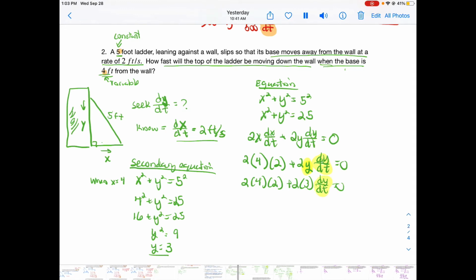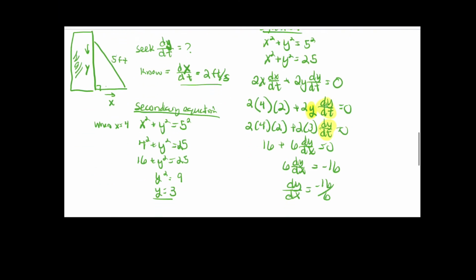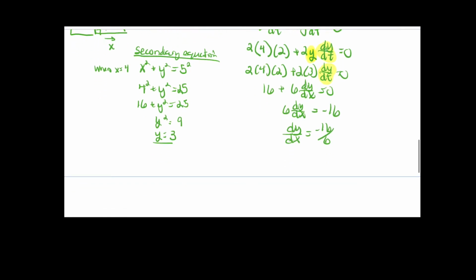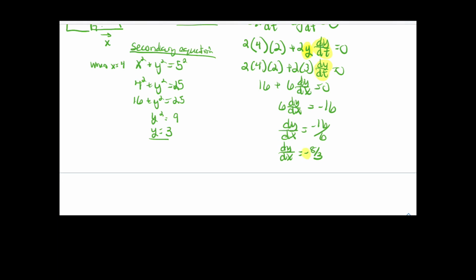And that's what you need to make sure you have. And then I just solve this equation. So multiplying 2 times 4 times 2, that's 16, plus 6 dy dt, subtract 16 from each side, gives me 6 dy dt is equal to negative 16, divide by 6, dy dt is equal to negative 16/6, which I would simplify that fraction. Okay, so I found this.